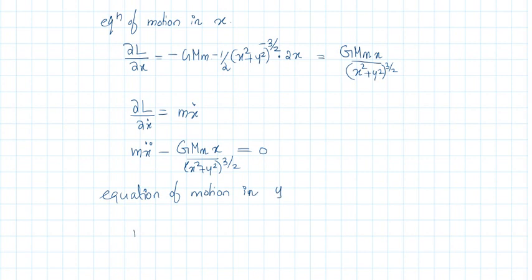Again it will be the same form: m y double dot minus G M m y divided by (x square plus y square) raised to 3 by 2 is equal to 0. So it is a very complicated equation again.